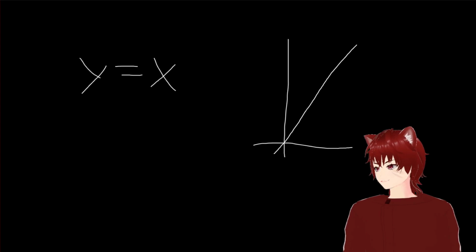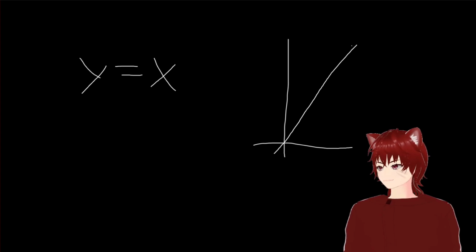So what is a derivative? A derivative is an equation that explains the rate of change of something. So in other words, how it's growing or shrinking on the graph. So let's take this equation, y equals x. Simple linear equation.